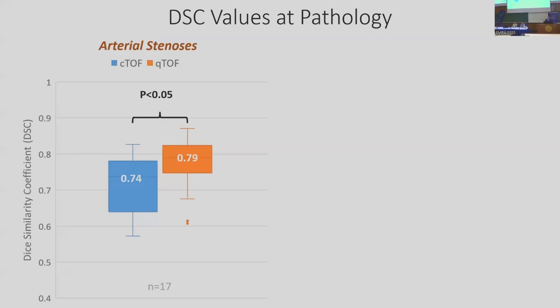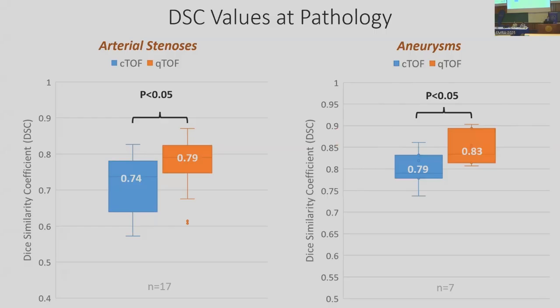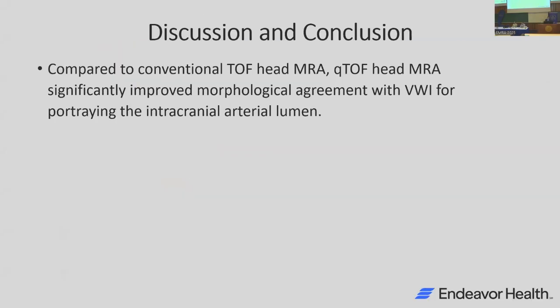When we looked at locations of pathology, again, we found significantly higher, better dissimilarity coefficient values with the quantitative technique at arterial stenoses and in aneurysmal locations. And both of these findings were statistically significant.